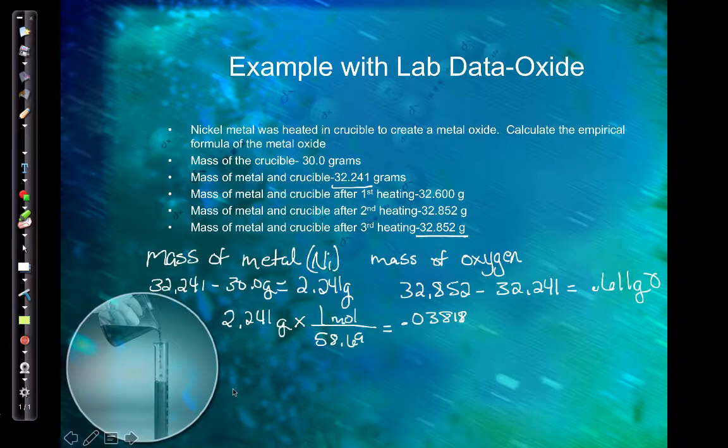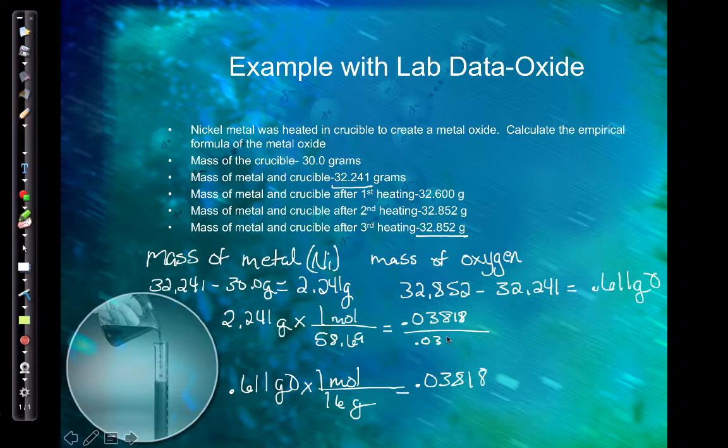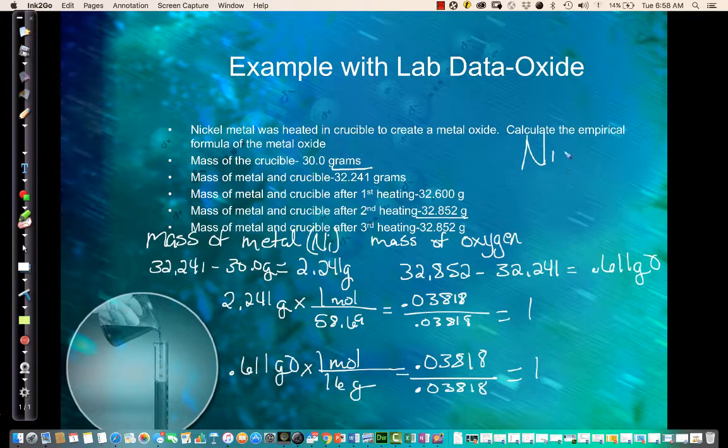All right, so do the same thing for the oxygen. That gives me 0.03818, same thing. So now divide by small. And we get 1 and 1. So my empirical formula is just NiO.